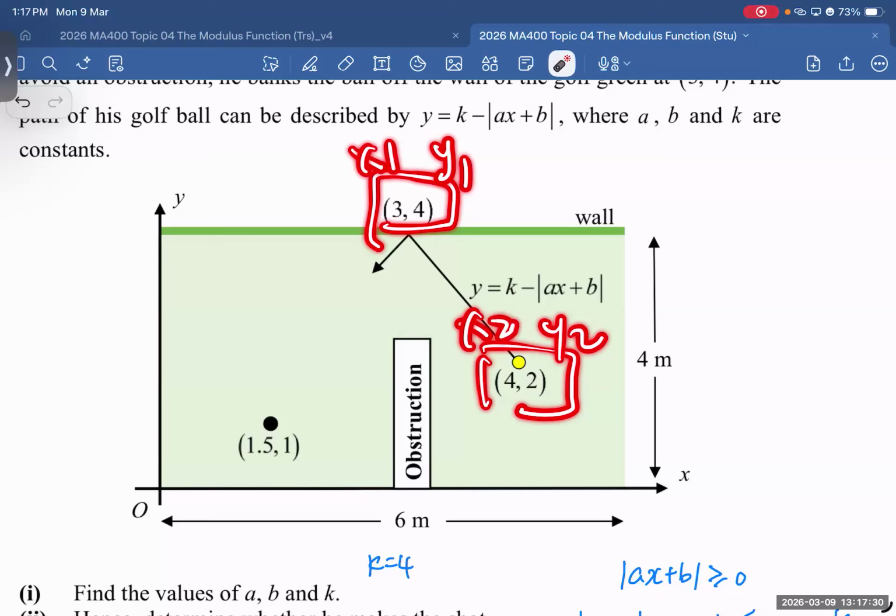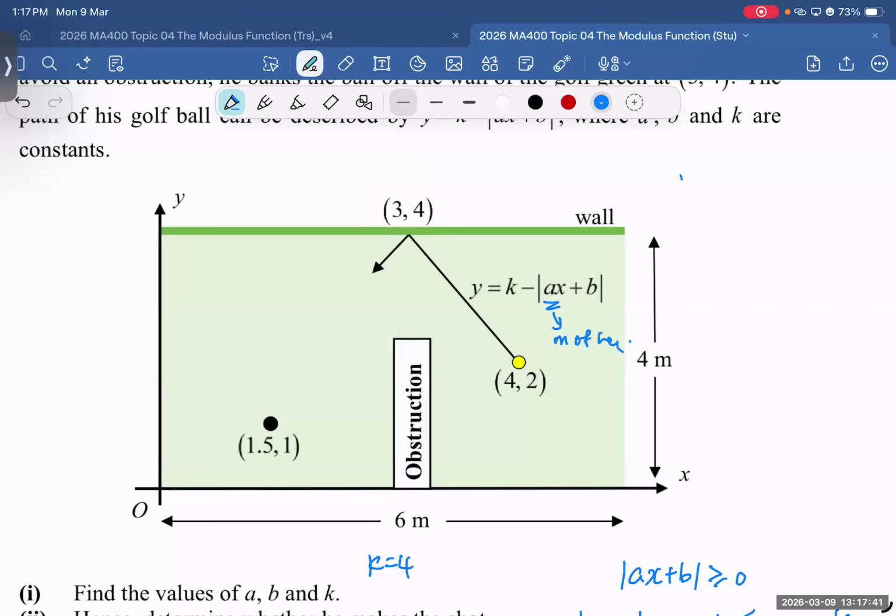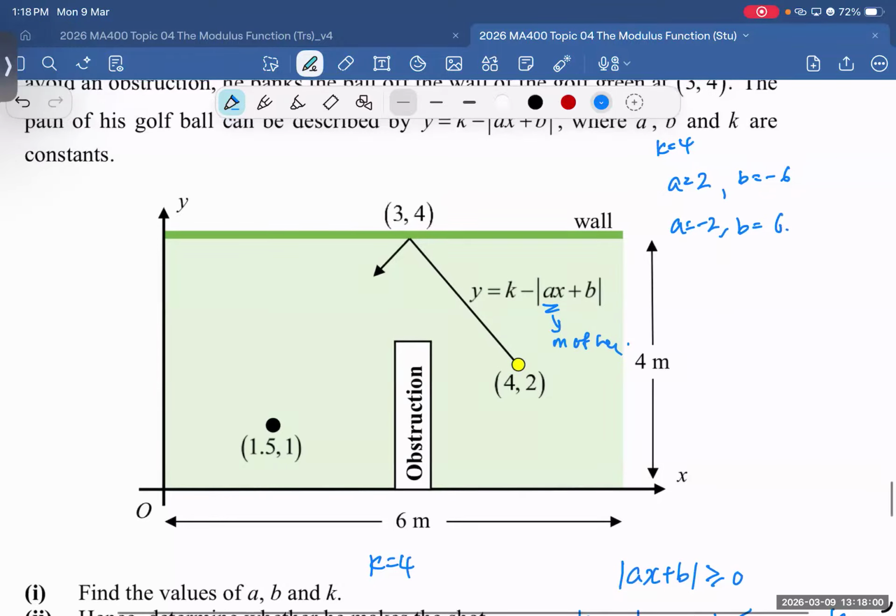I found that A could be -2, but then A could also be 2, because this A here has to do with the gradient of the line, right? So K is 4, A could be 2, A could be -2. Sub these two in, and you can find your B. B will be -6 if A is 2. If A is -2, then B will be 6. That is part 1. Is that okay, Hannah?